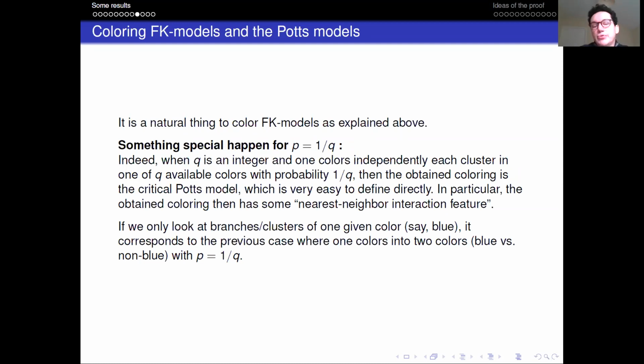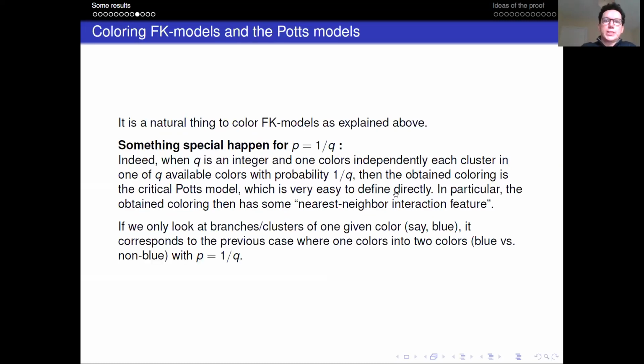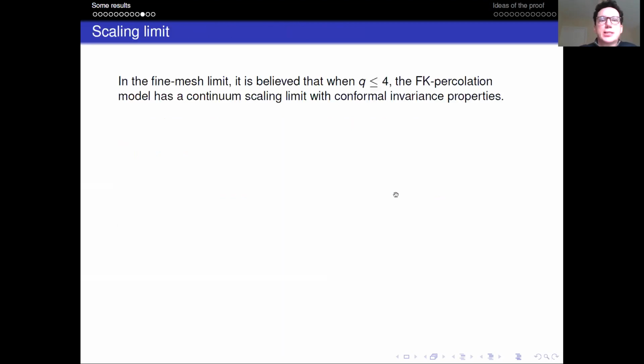Right, and that's if you color into q colors. And now if you color into two colors with probability 1 over q, 1 minus 1 over q, then if you just look at the blue clusters, well, it's exactly the same law as one of the q colors in the previous case, right? So you put the previous case into two packs, blue and non-blue, and you get exactly probability 1 over q, 1 minus 1 over q. Okay, so we see that something special happens in the discrete case.